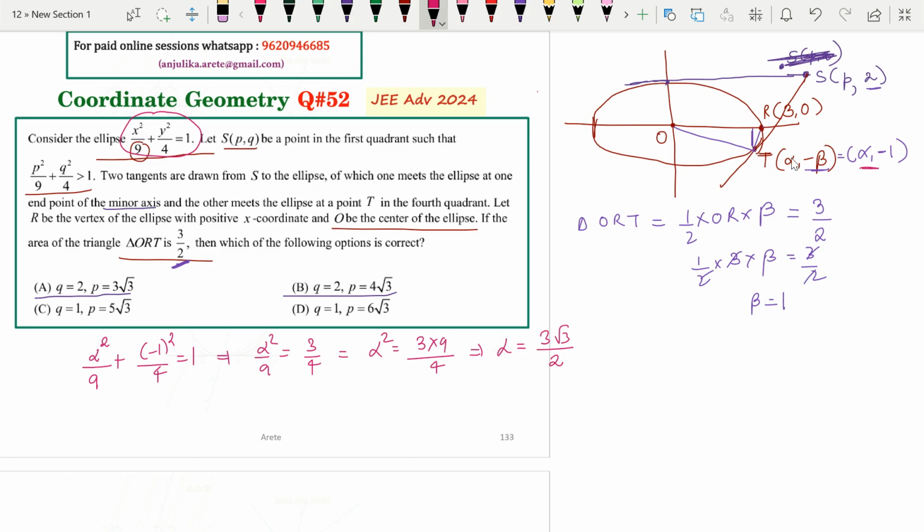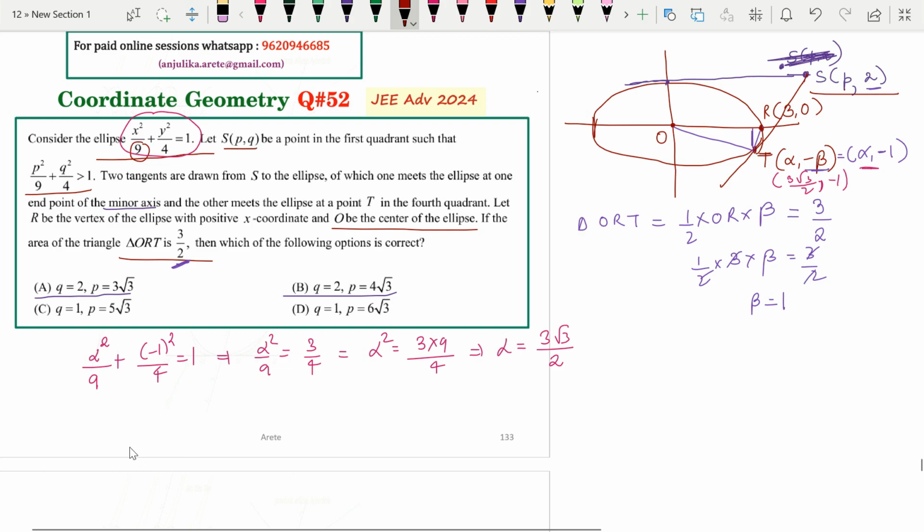So everything is known. So T point is also known. 3 root 3 by 2 and minus 1. That's your point T. Now, what's the main thing? You need to get S, right? You need to know the p coordinate of S. What do you know now? S is on the tangent, which passes through this point. Write the equation of the tangent, plug in S.